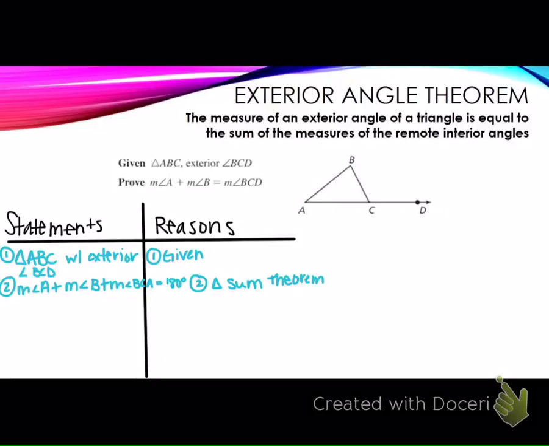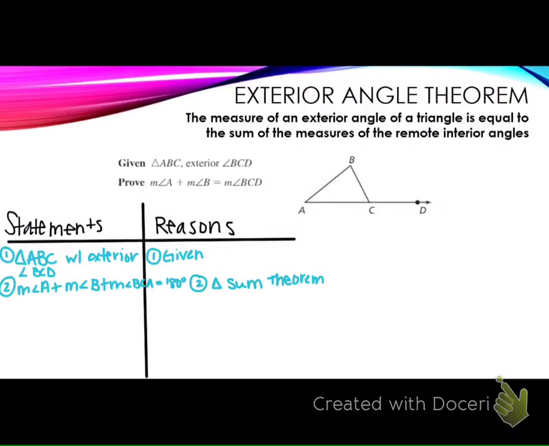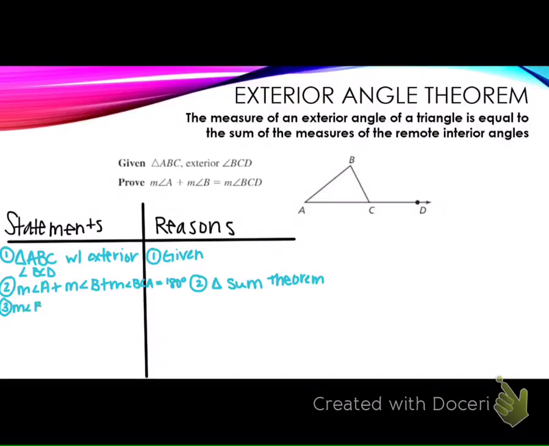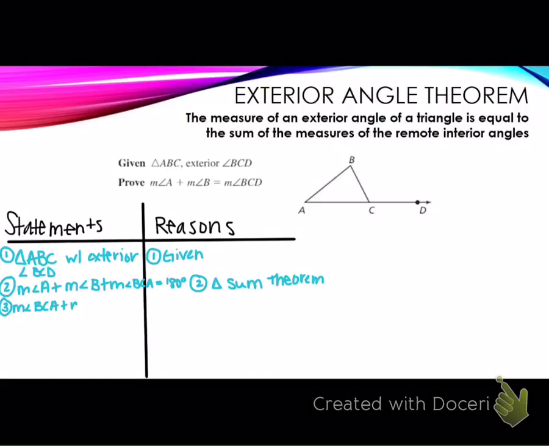What do you know about these two angles? What do they form? A straight line, and when there's two of them, we call it a linear pair. So we can say the measure of angle BCA plus the measure of angle BCD equals 180, because of the linear pair postulate.